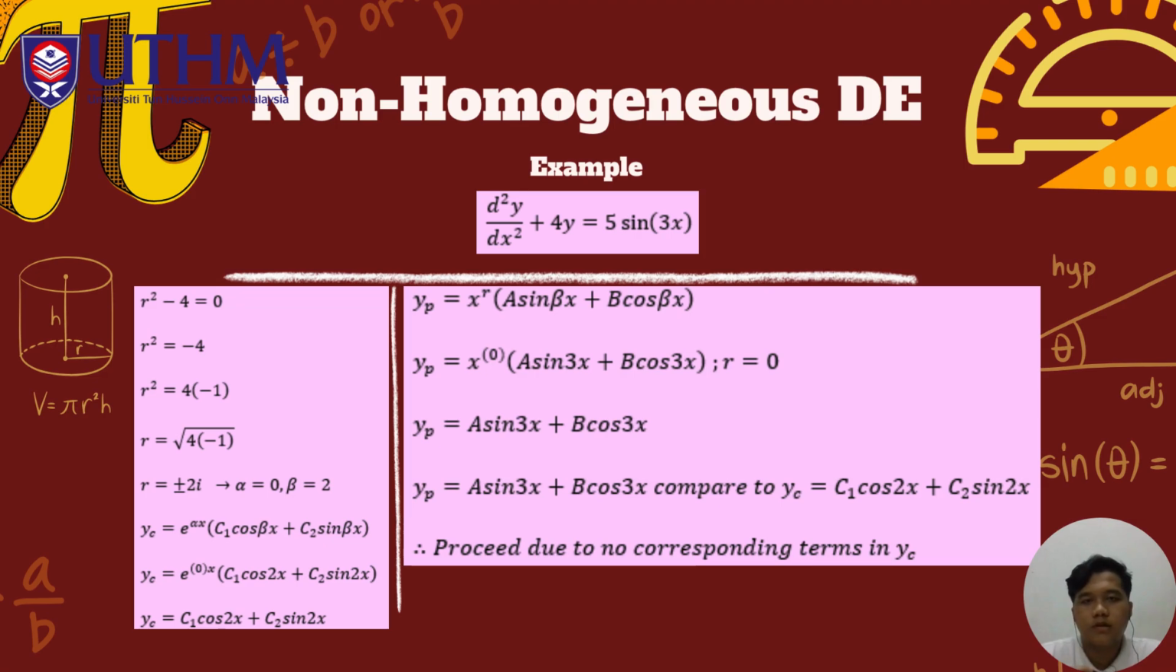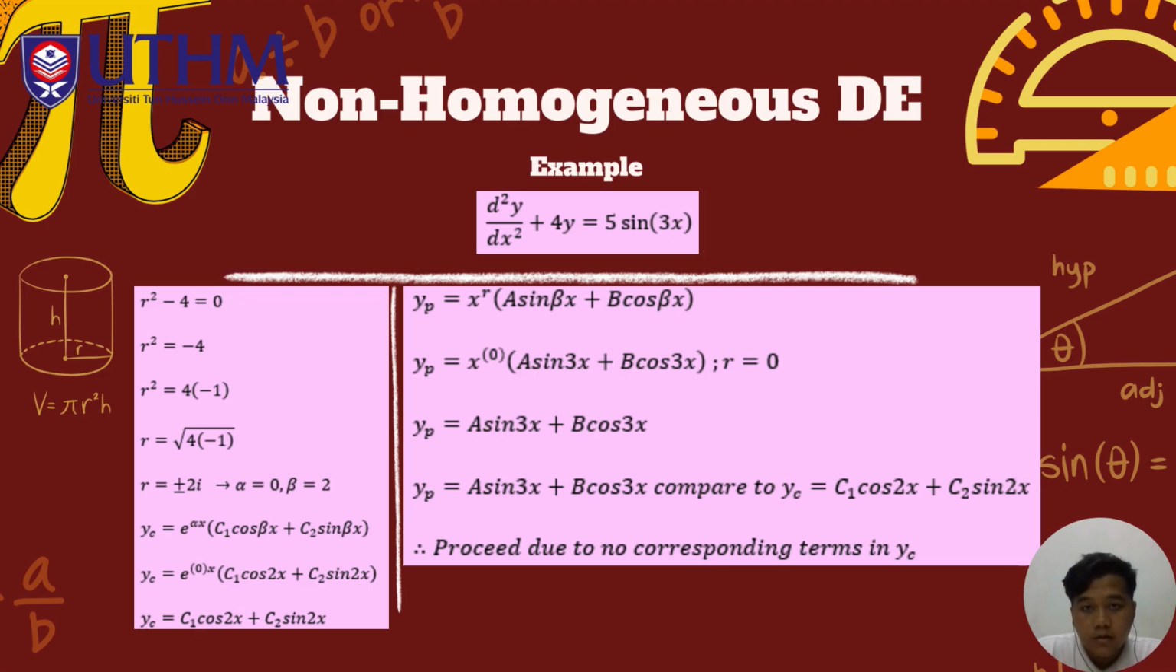So this is the example for a non-homogeneous differential equation. The example given is d squared y over dx squared plus 4y is equal to 5 sin 3x. First of all, we need to find the type of roots we use. If we look at this question, we know this is a complex root. So we use yc is equal to e to the alpha x, c1 cos beta x plus c2 sin beta x.